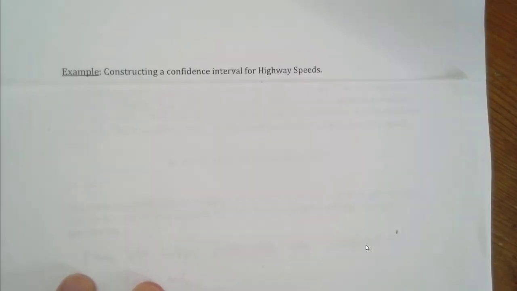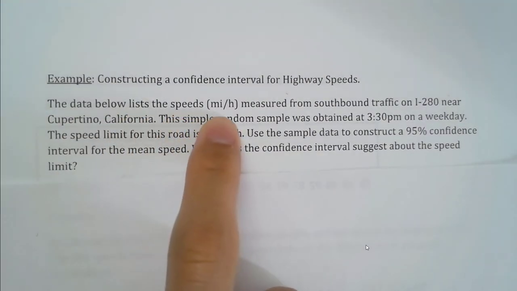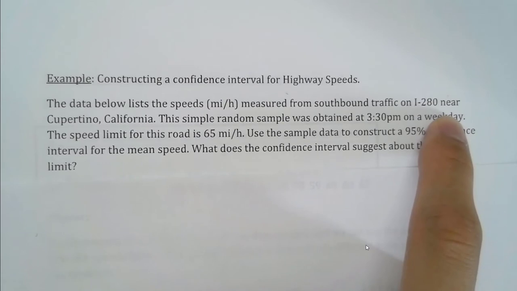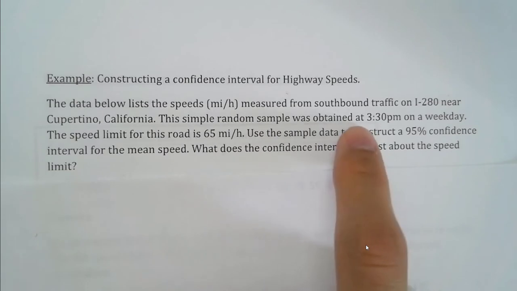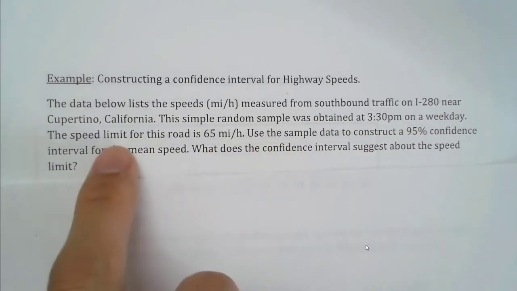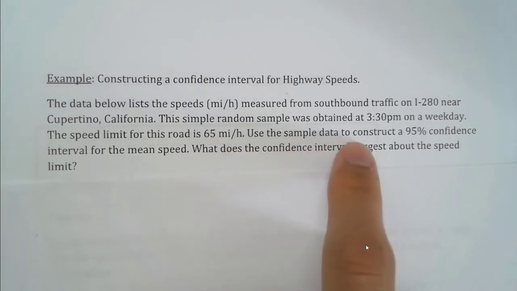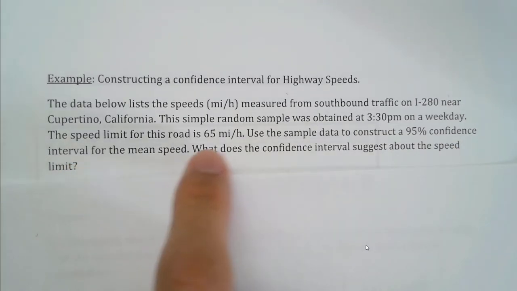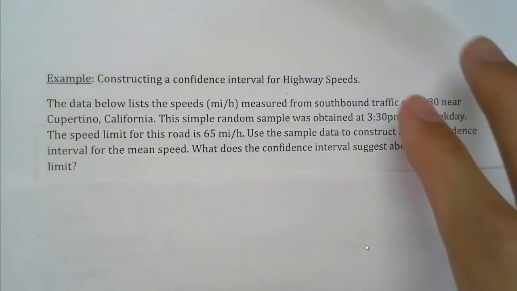Okay, constructing a confidence interval for the highway speed. The data below lists the speed in miles per hour measured from the southbound traffic on the I-280 near Cupertino, California. This simple random sample was obtained at 3:30 p.m. on a weekday. The speed limit for this road is 65 miles per hour. Now use the sample data to construct a 95% confidence interval for the mean speed. And what does the confidence interval suggest about the speed limit?